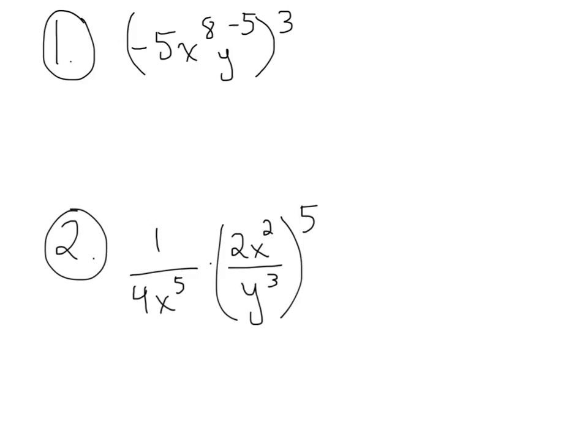We're going to start with number 1. In number 1 we have this problem here: negative 5x to the 8th, y to the negative 5th, whole thing to the third power, or to the exponent of 3.